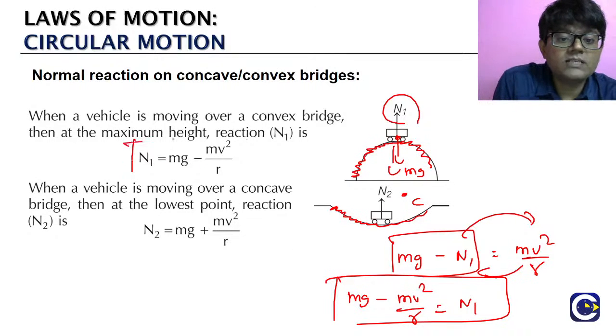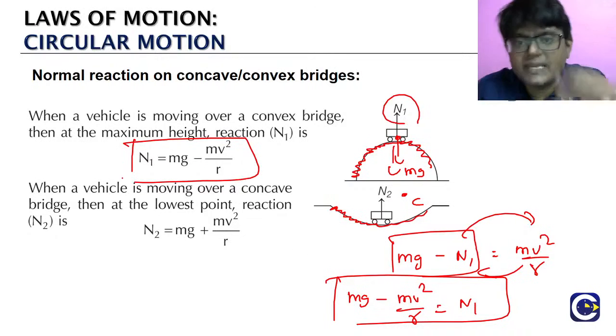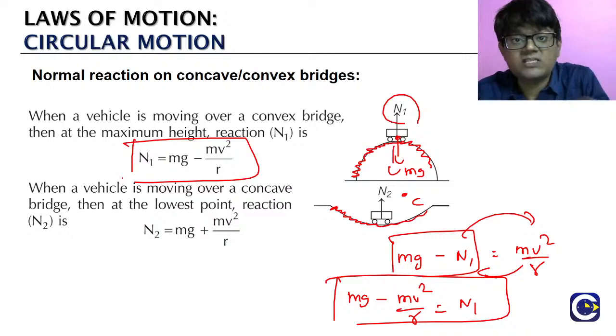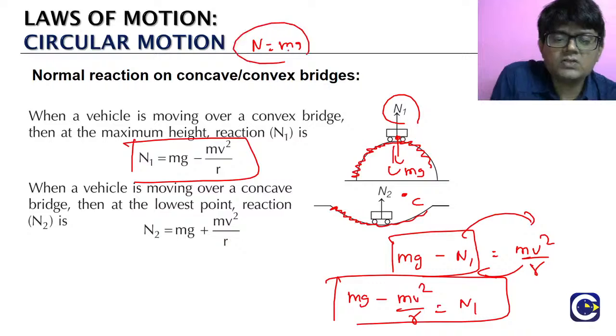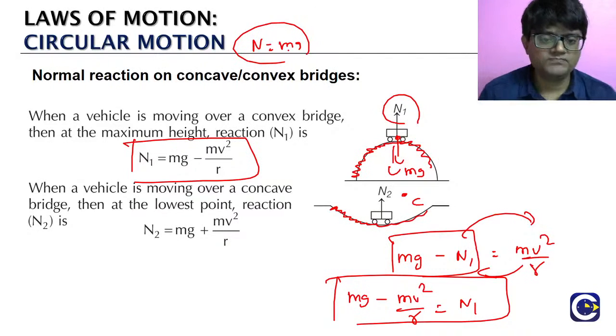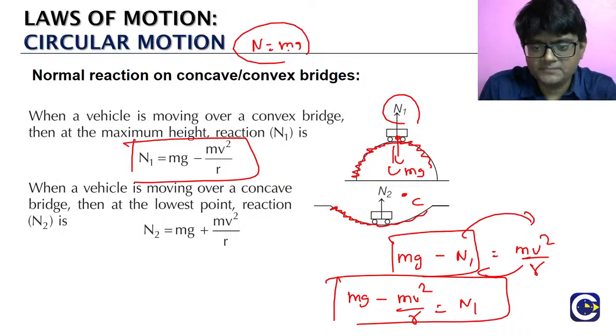Look, what is the normal reaction here? Less than mg. Generally what is our normal reaction? mg. So there we see our true weight. But here the normal reaction is decreasing, it is less than mg, so you will start feeling that you are getting lesser weight.